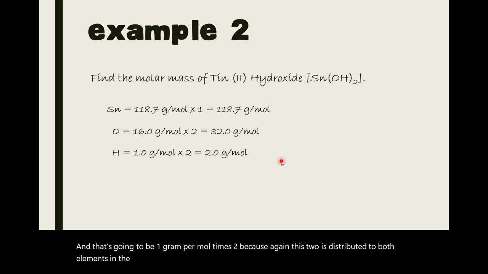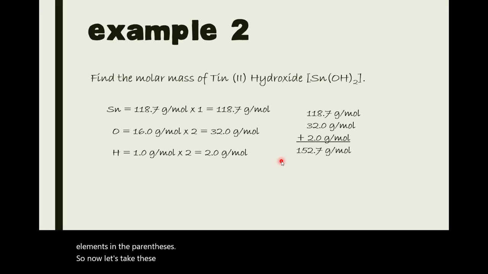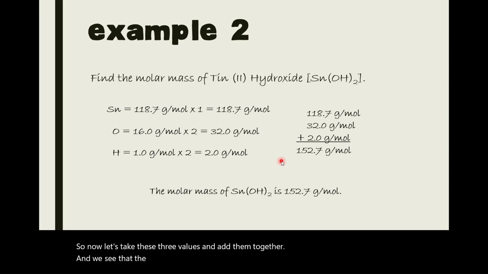So now let's take these 3 values and add them together. And we see that the molar mass of Sn(OH)2 is 152.7 grams per mole.